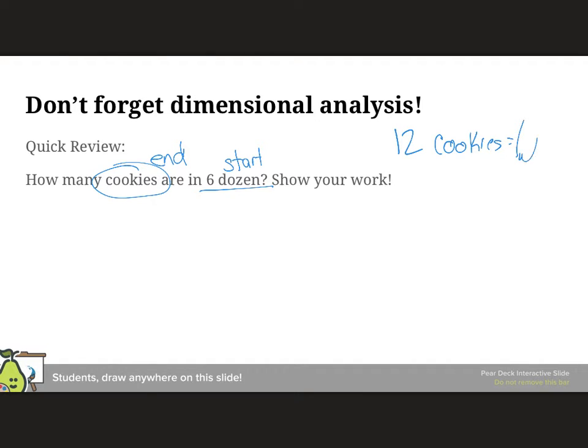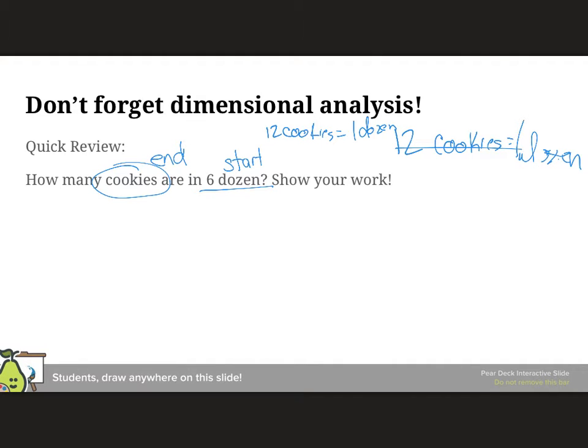Oops, I'm hitting the dead spot in the iPad. So I'm just going to rewrite that, not on the dead spot. 12 cookies equal 1 dozen cookies. So these units are equivalent to each other. I can use those two things interchangeably. I'm talking about the same amount of stuff.